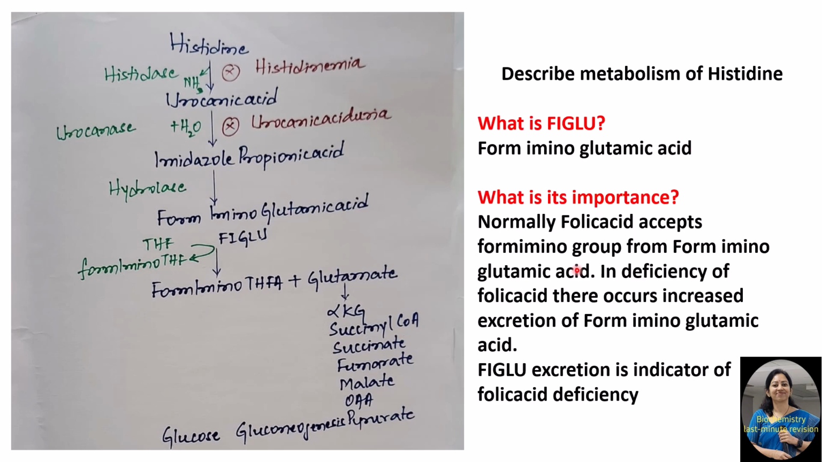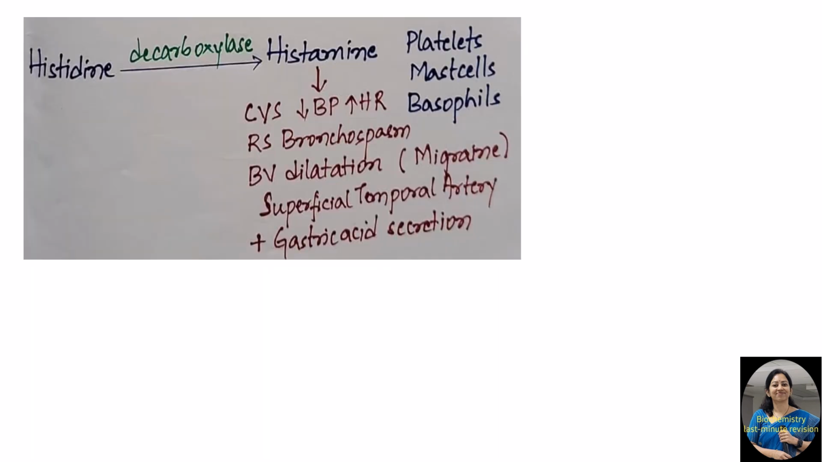Now the other important question that will be asked is what is FIGLU? FIGLU is formiminoglutamic acid. And what is the importance of FIGLU? So normally, folic acid accepts the formimino group from formiminoglutamic acid, releasing glutamate. So whenever there is deficiency of folic acid, what happens? This glutamate is not formed and formiminoglutamic acid will accumulate in the patient's body and it gets excreted in urine. So FIGLU, that is formiminoglutamic acid excretion, is an indicator of folic acid deficiency.